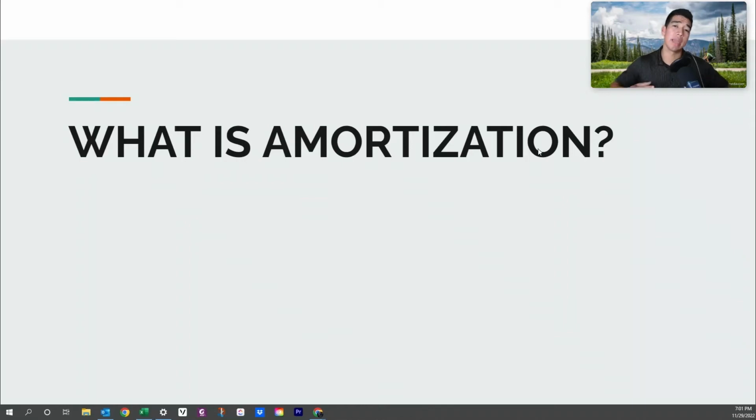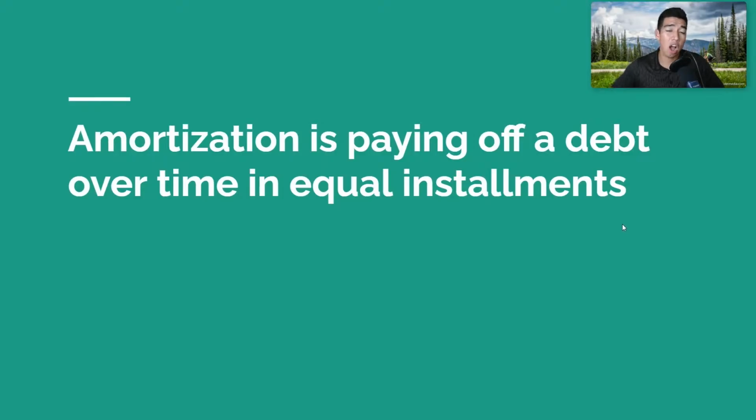What is amortization? Amortization, put very simply, is paying off a debt over time in equal installments. All it really means is that when someone takes out a mortgage loan, most people are usually looking for a fixed payment. So they get a fixed rate mortgage, right? You want to know what your payment is month to month so you can budget appropriately.